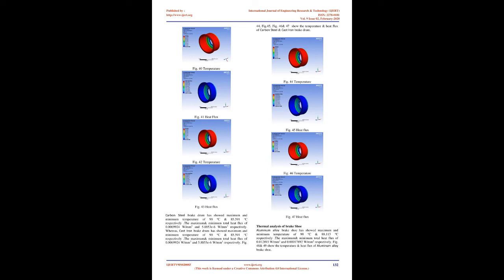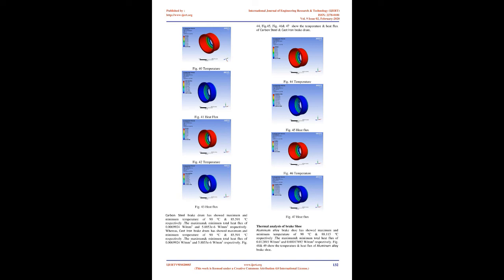Structural analysis of cast iron brake shoe. Cast iron brake shoe has shown maximum total deformation of 0.1238 mm, maximum and minimum equivalent von Mises stress of 238.3 and 0.27163 MPa respectively, and maximum and minimum equivalent elastic strain of 0.002383 mm/mm and 5.3058E-6 mm/mm respectively. Fig 33, 34 and 35 show the deformation, stress and strain of cast iron brake shoe.